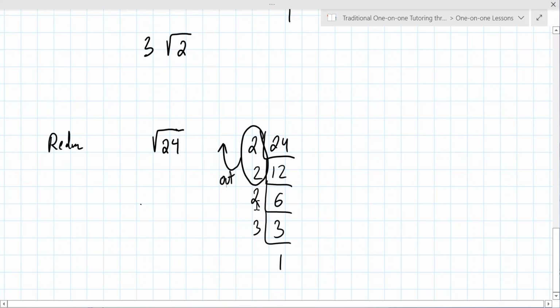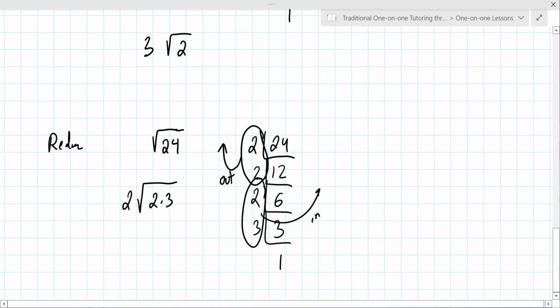Only the one 2. Think of the 2s like socks. They've got a left sock and a right sock. Hopefully you've only got pairs of 2s, and then the other numbers stay on the inside. So a 2 comes out, but on the inside, because they don't match, they both stay inside the root.